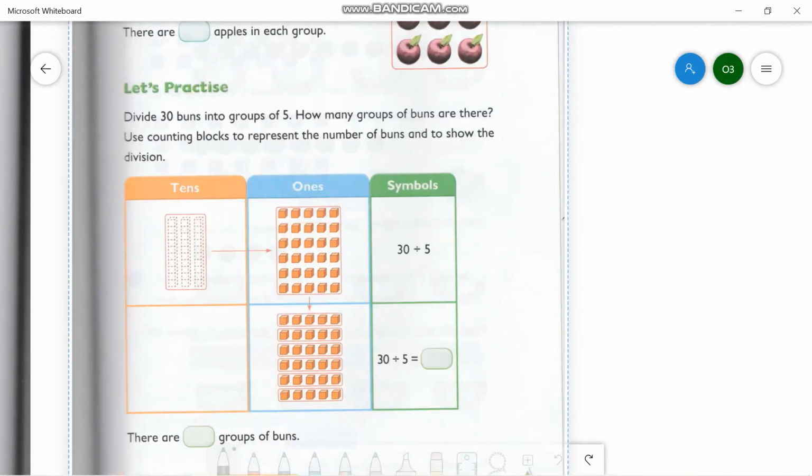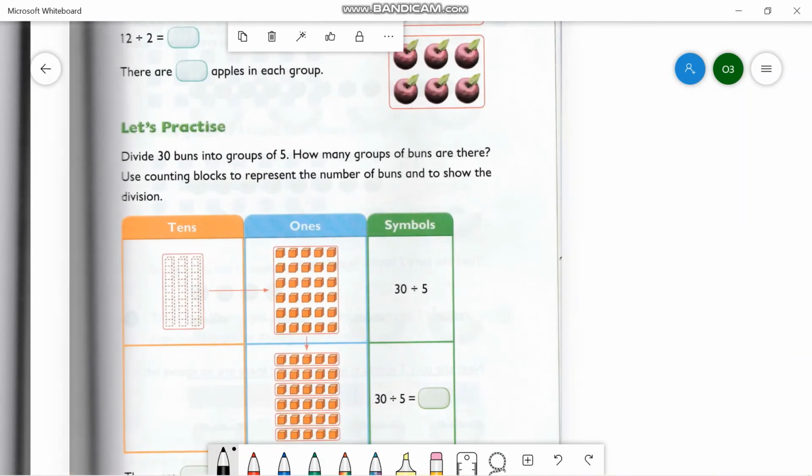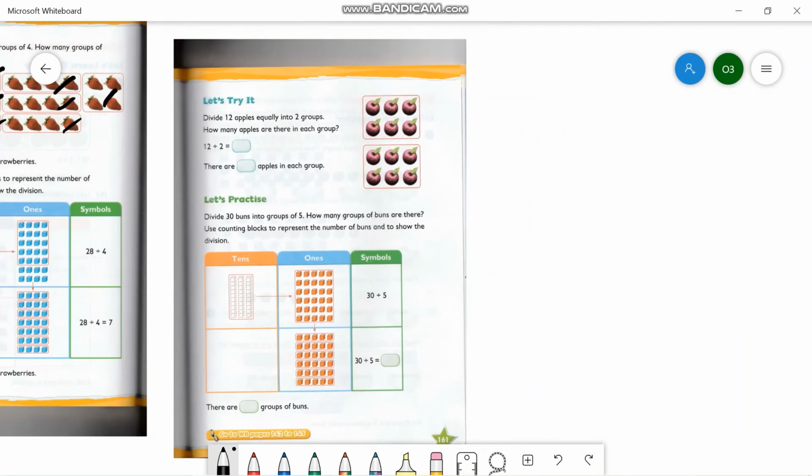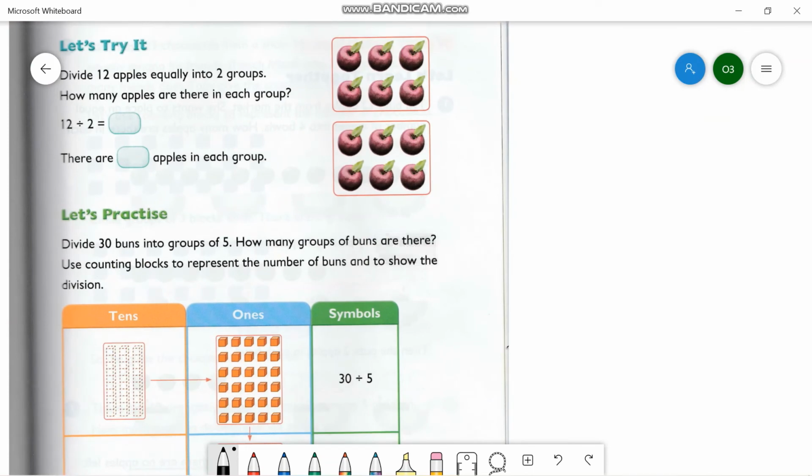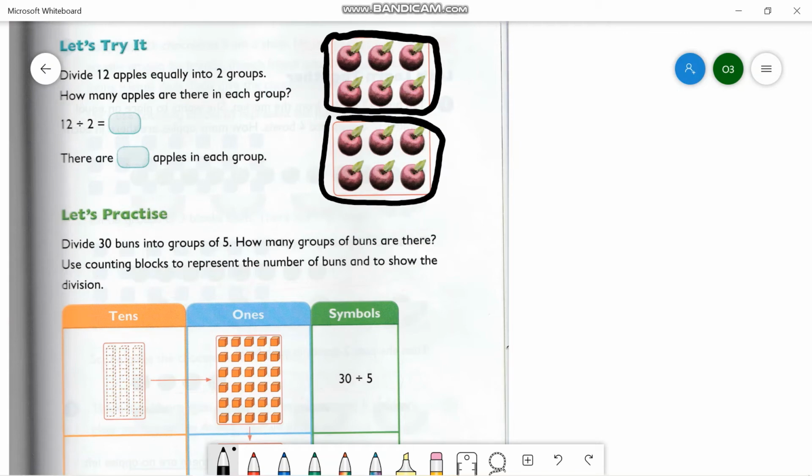Let's try it. Page 161. Okay, so for let's try, you have to divide 12 apples into 2 groups. So you will see that the apples are already divided into 2 groups. So there are 12 apples and it is divided into 2 groups. How many apples are there in each group? You have to write it in this box, okay? And in this box also. So whatever your answer here, it's the same with the second box, okay?